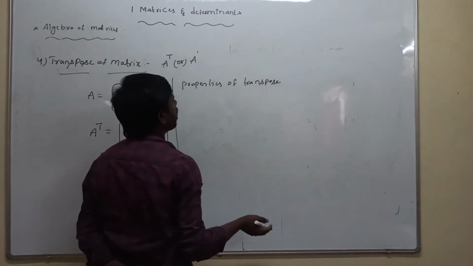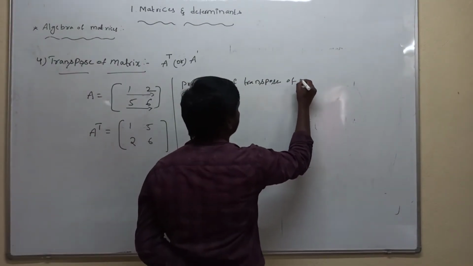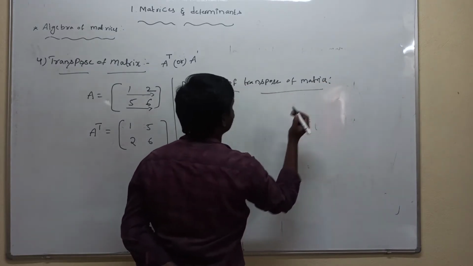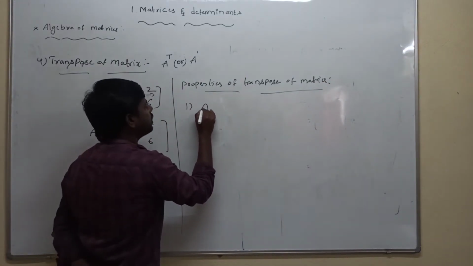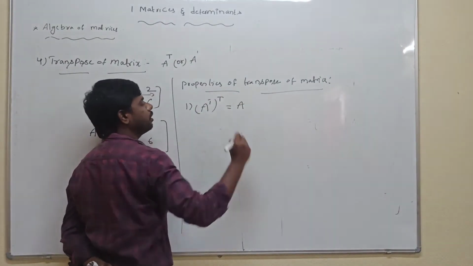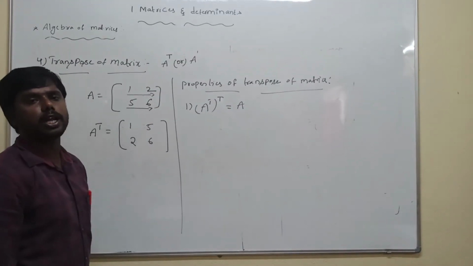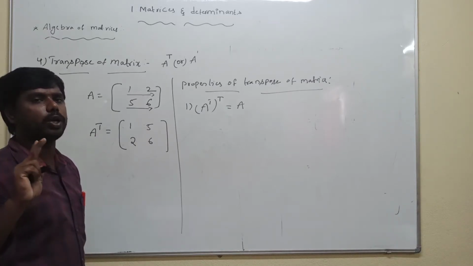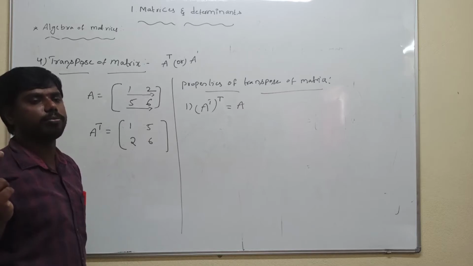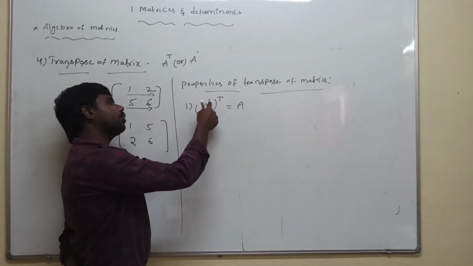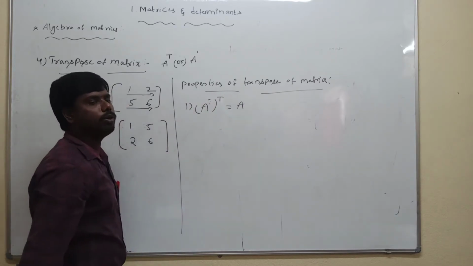What are the properties of the transpose of a matrix? The first property is (A transpose) transpose is equal to A. For a given matrix, if we take the transpose two times, we get the given matrix back. That's why (A^T)^T = A.